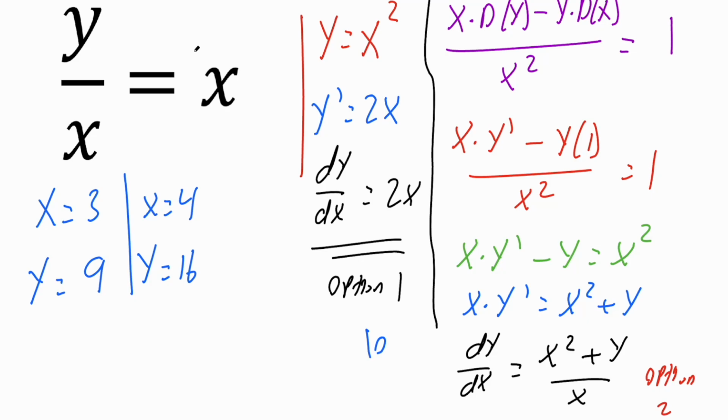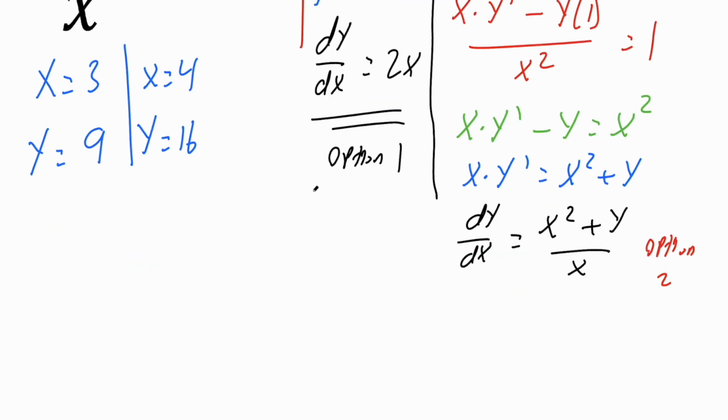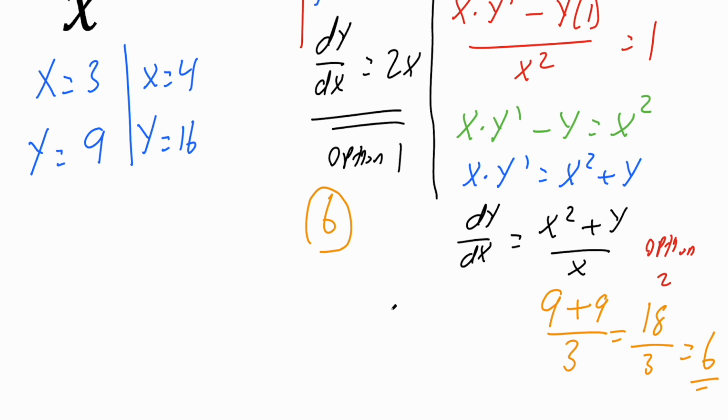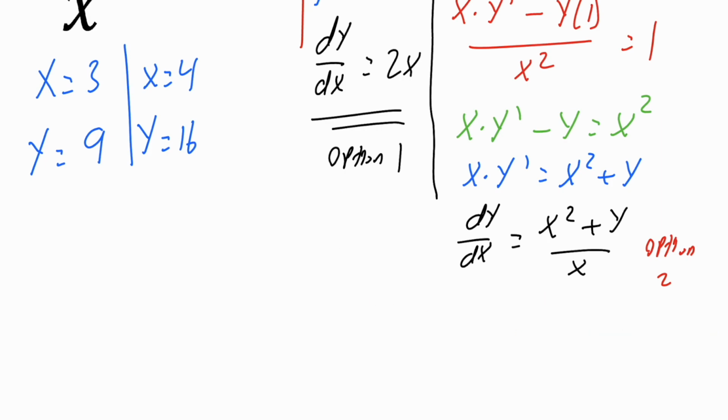Now we can test it out. So we're going to try option 1 and option 2. So option 1, let's try 3 and 9. So if x is 3, I'm going to get 6. Now let's try this one. X is 3. 3 squared is going to give me 9. Plus y is 9. So 9 divided by x, which we said is 3. 9 plus 9 is 18. 18 divided by 3 is 6. So they're a match.